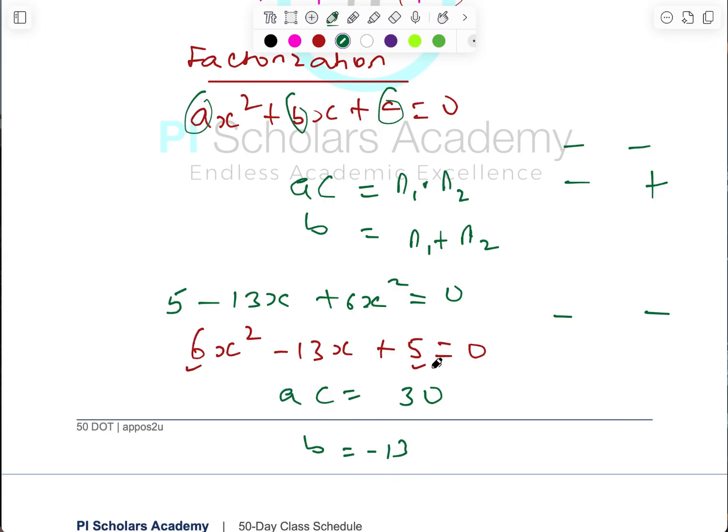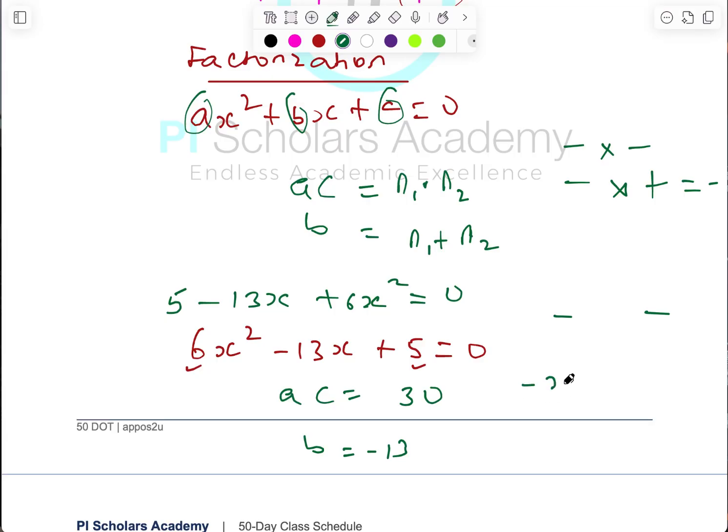However, in this case, because AC, the product of those two numbers, is 30, which is positive 30, that means that if you find a product of a negative and a positive, that will be negative. So it's only negative times negative that will give you what? Positive. So you're looking for two negative numbers that multiply to give you 30. You can try as many combinations as possible.